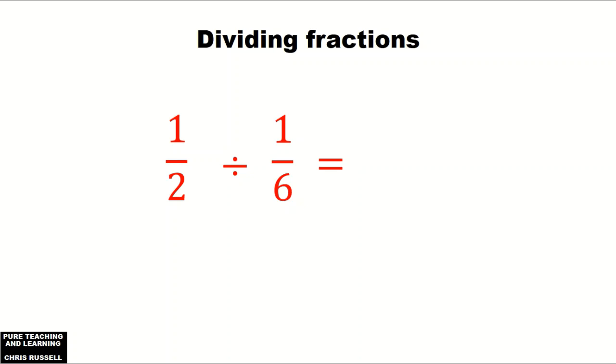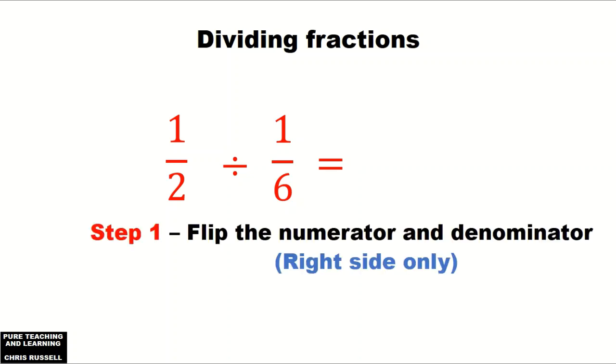Dividing fractions. In this case, we have a half divided by 1/6. Our first step is to flip the numerator and the denominator, and we only do the right side only. So we have a half, and now what we do is we change the division into multiplication. So we have 1/6, and as you can see, we flip the numerator and the denominator.